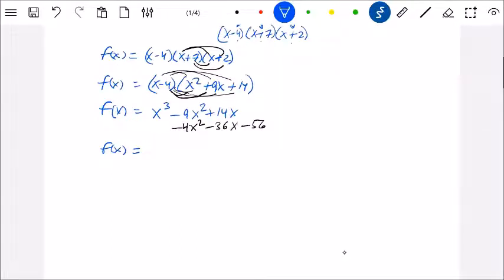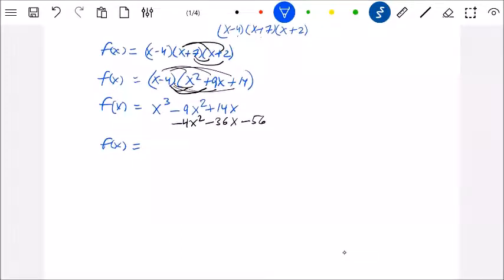x times those. Ooh, I see a problem here. It's a good thing I stopped to look at it, because when I looked at this x times this 9, it should have been a plus 9x squared. So I knew something seemed to be off to me. I'm glad it stuck in my head and I went back and checked. And then the 14, that looks right, and then the negative 4 times the x squared, negative 4 times the 9, and negative 4 times 14. All right, all looks good right now.